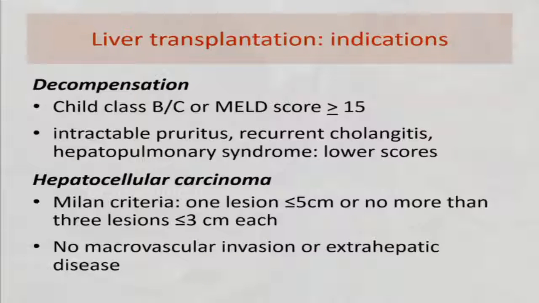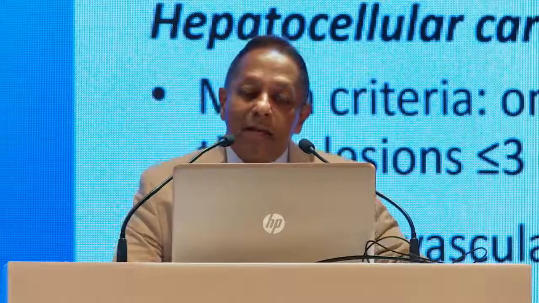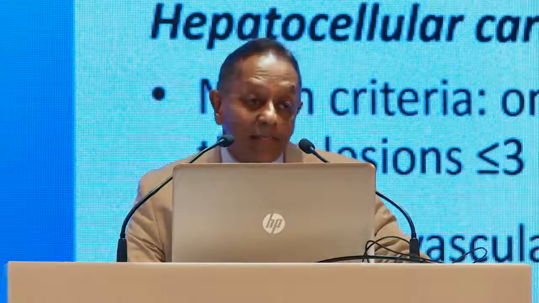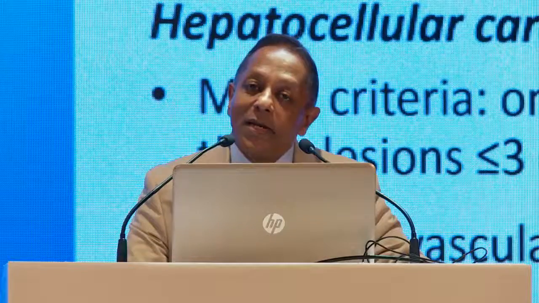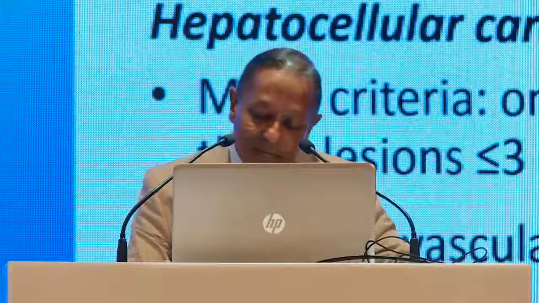The second important indication for liver transplant is hepatocellular carcinoma, and here there are clearly laid criteria as to when you should transplant a patient. They are called the Milan criteria, and they say if you have one lesion less than 5 centimeters in diameter or no more than 3 lesions which are less than 3 centimeters each, when there is no macrovascular invasion or extrahepatic disease, these people may be suitable for transplantation.